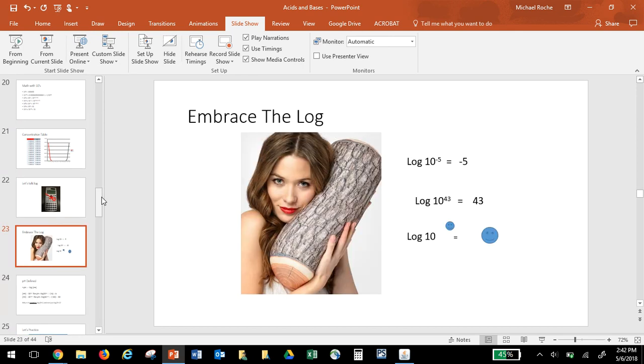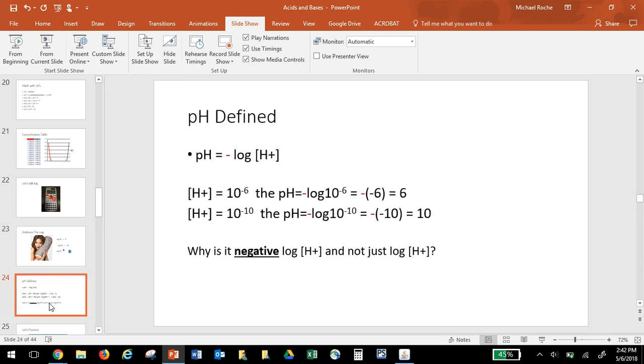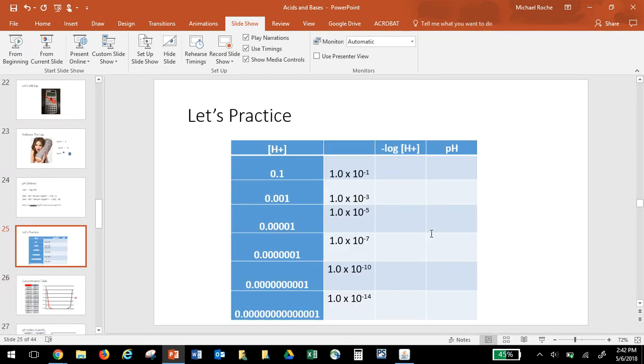But basically, you're going to need to embrace the log function, okay? Log of any number 10 to the power of something is basically saying, what do I need to raise 10 to the power of to equal this number? And in that case, it's minus 5. In this case, it would be 43. In this case, it would be smiley face. So that is what log is. And pH is defined as the negative log because then instead of having these negative numbers, we have positive numbers. That should be helpful to you.